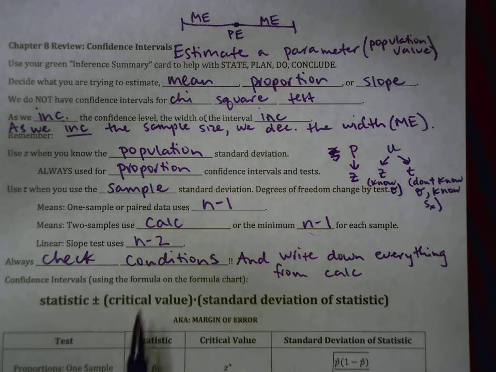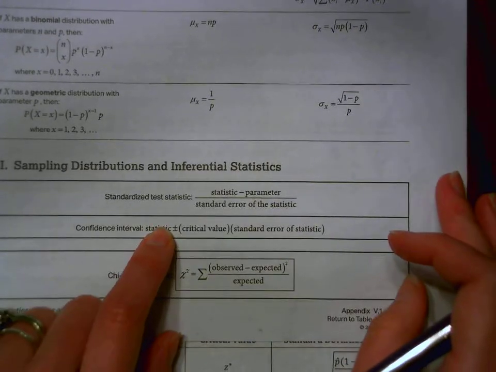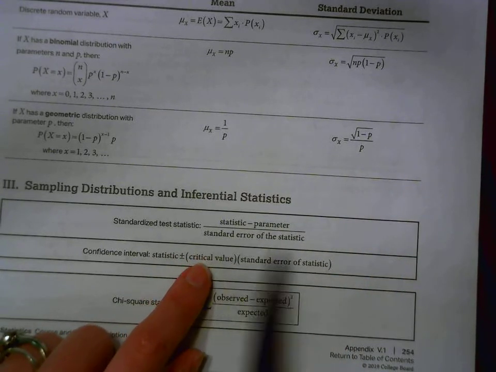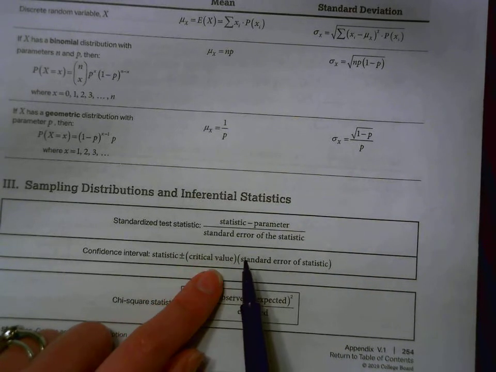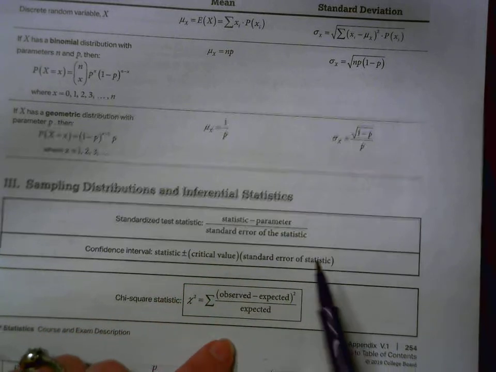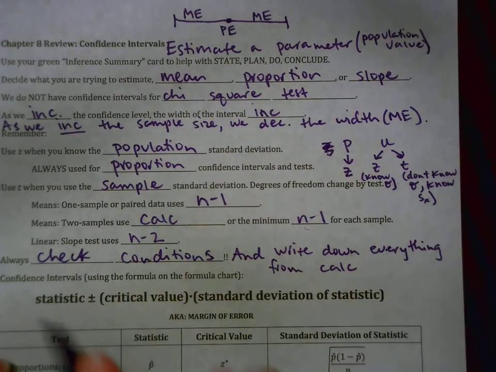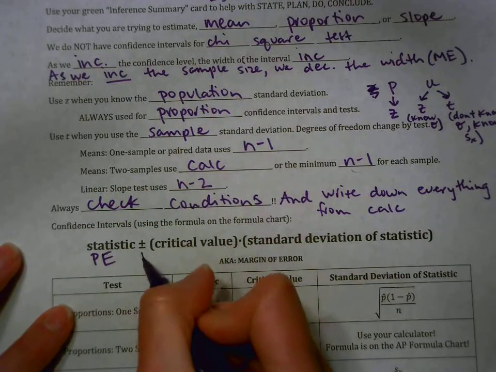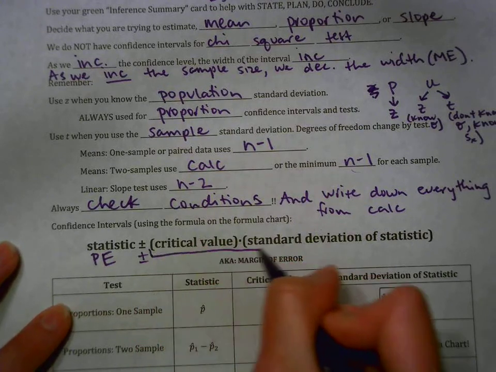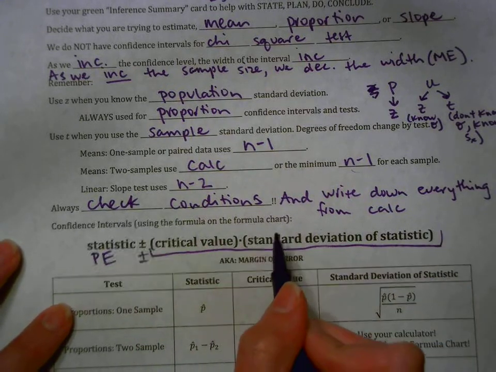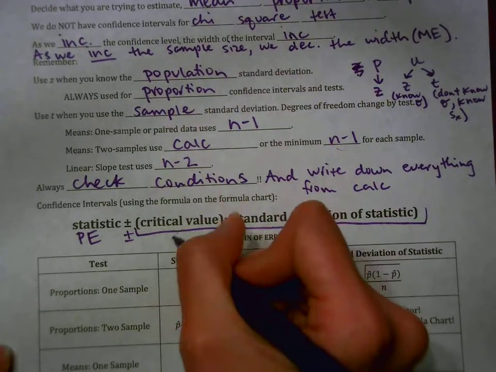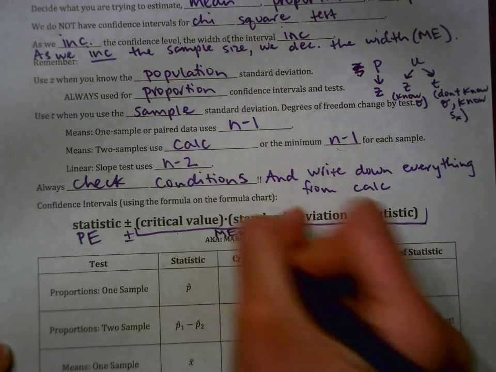So what is the formula they give you on your formula chart for a confidence interval? It's your statistic, your point estimate, that goes in the middle, plus or minus, and then you go this amount away, so this is your margin of error, the critical value times the standard error of the statistic. So that's what we have here. Your statistic is the point estimate, PE, plus or minus the critical value times standard deviation, which is your margin of error. It says it right there, but I'm going to put ME also.